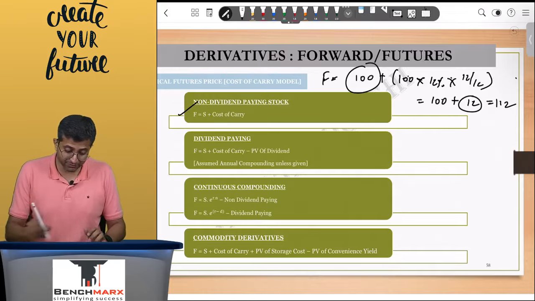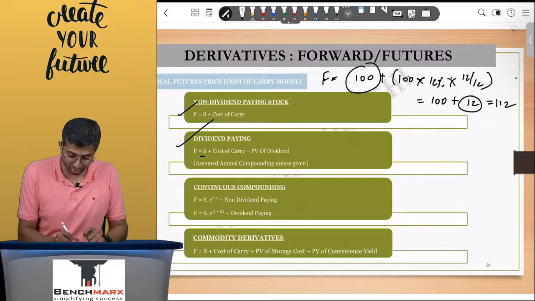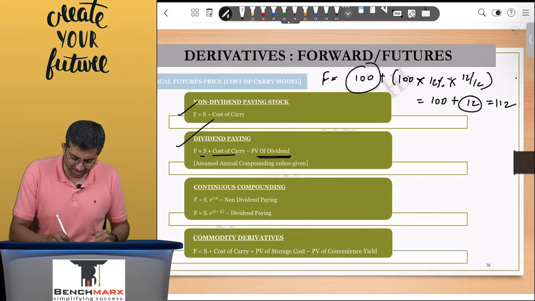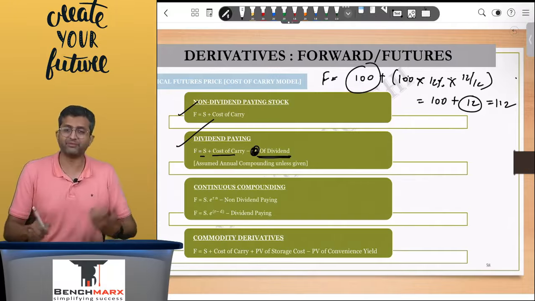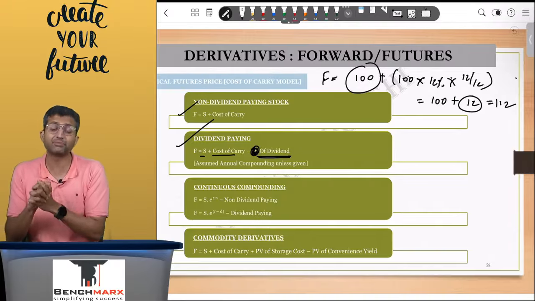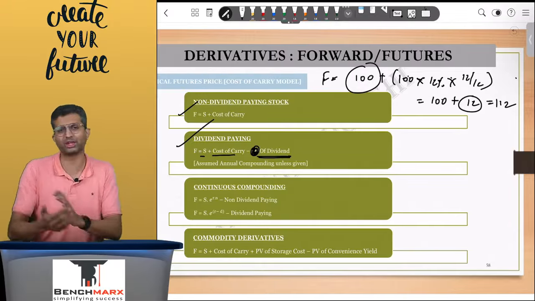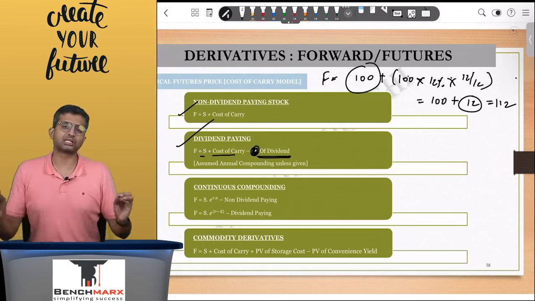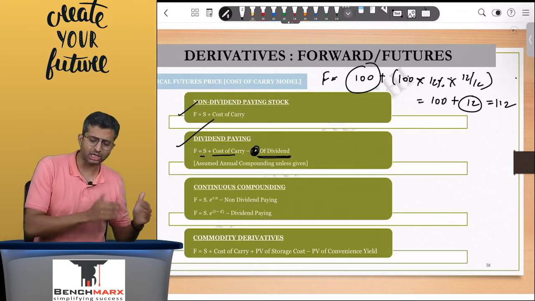So if it's a dividend paying stock, I will take the spot price, I will add the cost of carry, but I will subtract the value of dividend. So it's not necessarily the present value of dividend, it depends on when the dividend is actually paid. If dividend is paid at the end of the year, you will subtract the dividend. If the dividend is paid at the start of the year, you will do the time value adjustment.